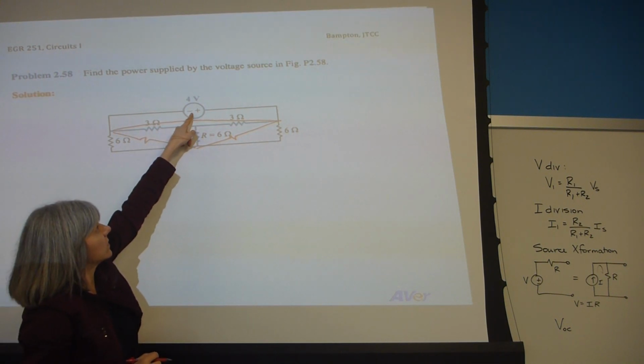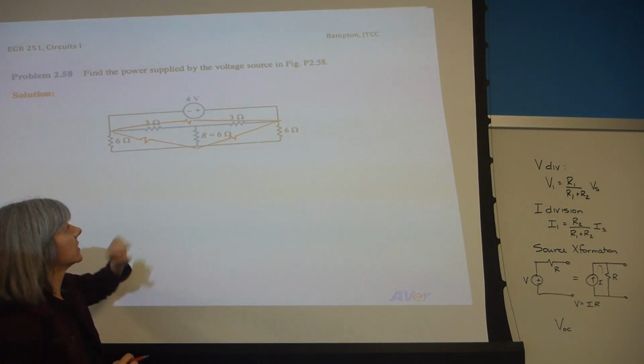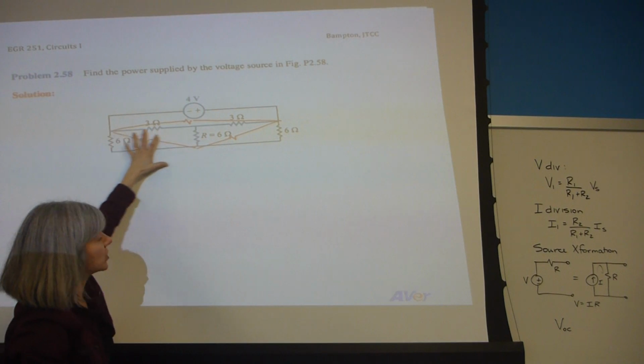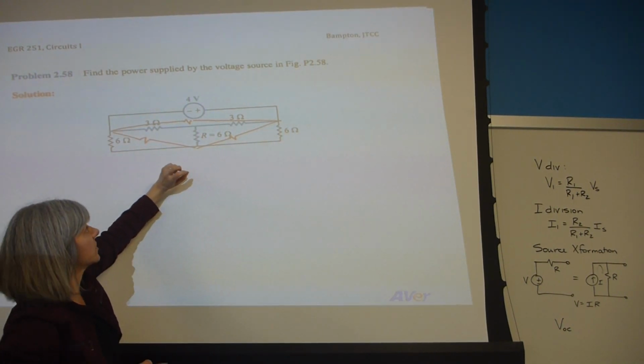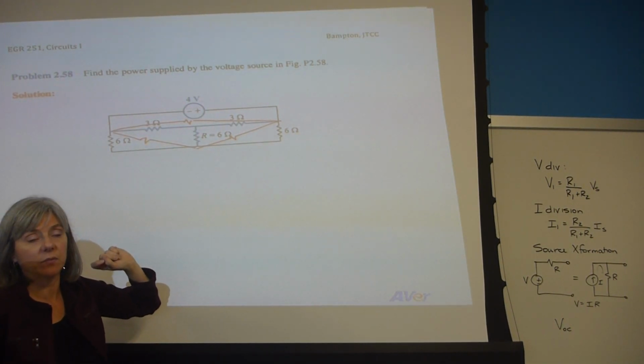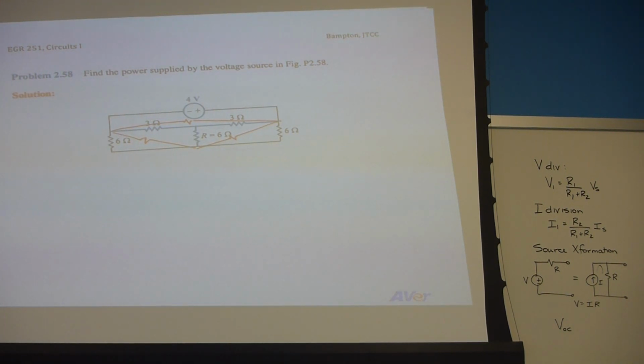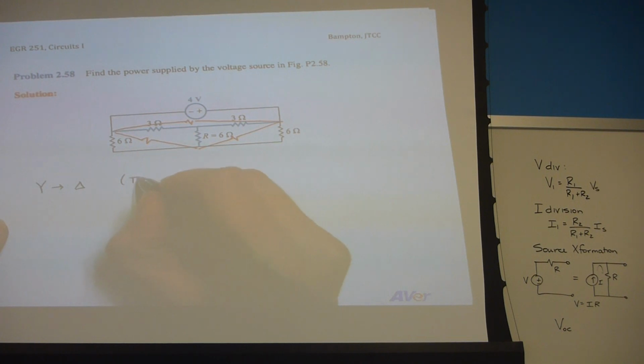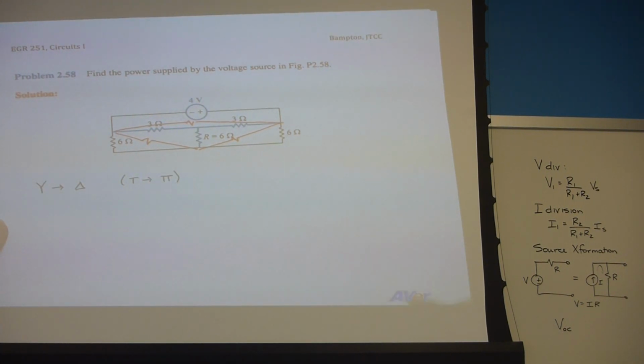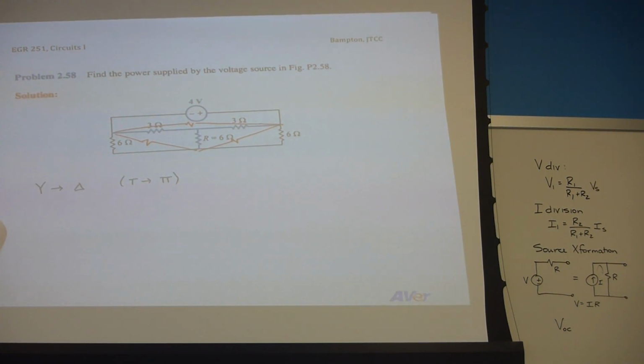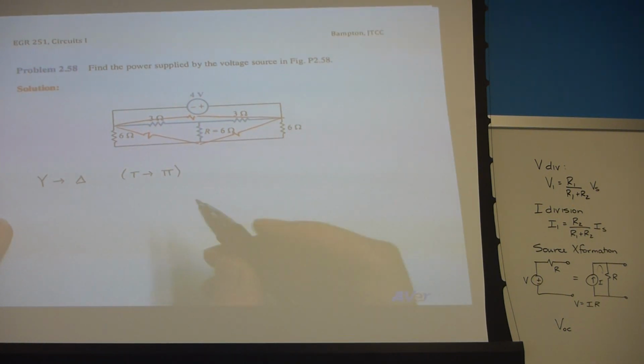So we're trying to find the power here, so that means we know the voltage, we just need to know the current. So if we could actually make all of this into one big resistor, one equivalent resistor, then we know exactly what the current is coming from the source. So let's do some of that. So we are going from Y to delta, or if you want to think about it, T to pi. Okay, so that means, I'm just going to pull it out separately so we can draw a little bit more cleanly.